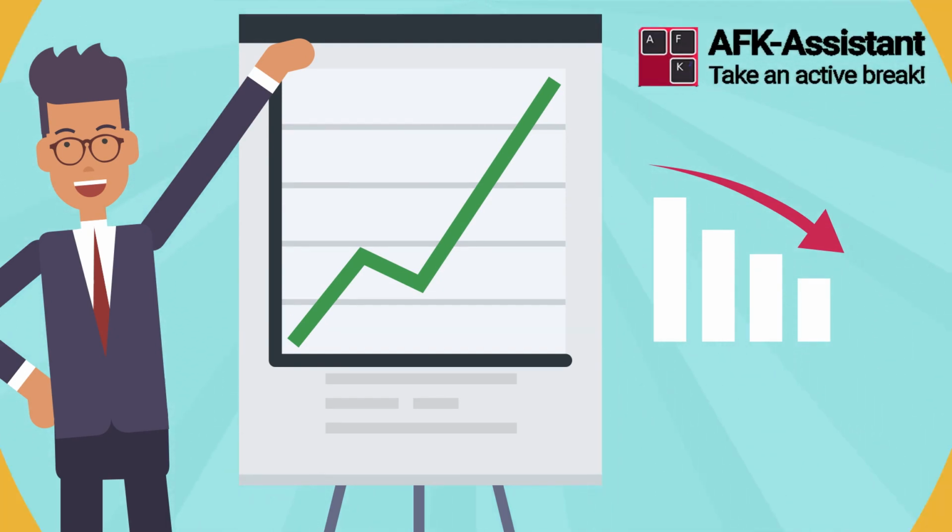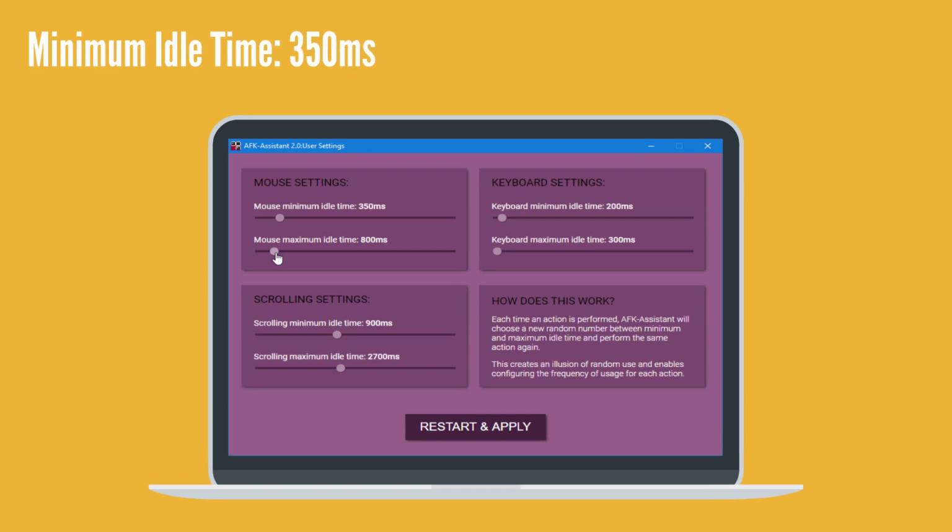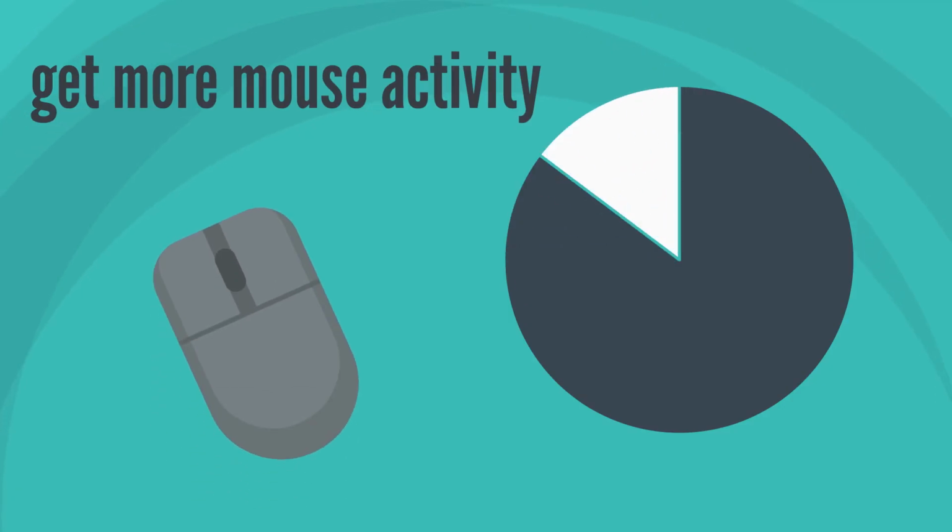for each movement. In our case, we'd like to set minimum idle time to about 350 milliseconds, and maximum to about 800 milliseconds. This way, we will get more mouse activity, while keeping the randomness between the events.